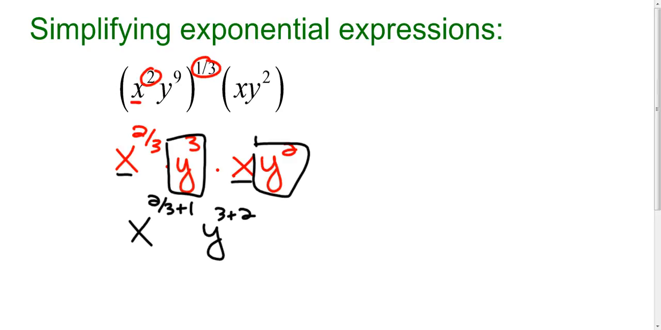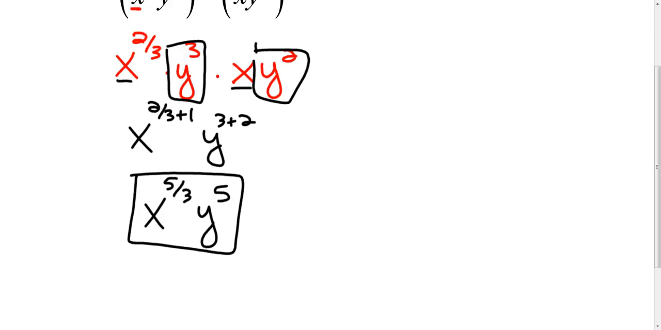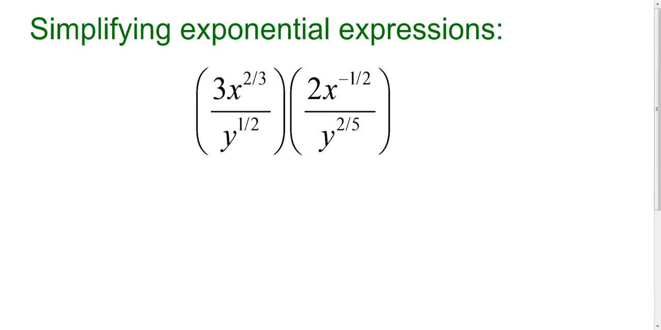Okay, 2/3 plus 1 is 2/3 plus 3/3 if you get common denominators. So 2/3 plus 3/3 would be x to the 5/3 and y to the 5th. Okay, couple more and we're done here. Here's another one. Okay, we are going to multiply these across the top.